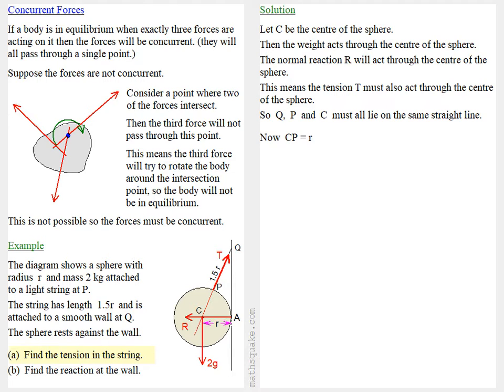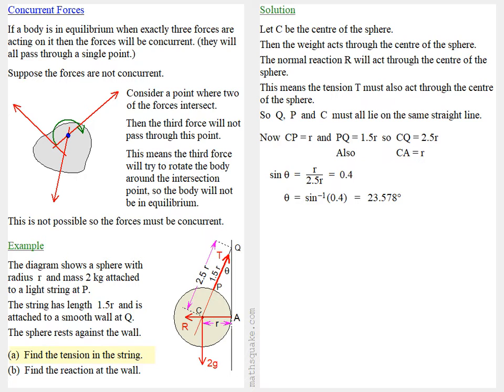Now CP is equal to r and PQ is equal to 1.5r, so CQ is equal to 2.5r. Also, CA is equal to r, and we have a right angle at A. A tangent is always at right angles to its radius. Let theta be the angle the string makes with the wall. So, sine theta is equal to r over 2.5r, which cancels down to give 0.4. And so theta is the inverse sine of 0.4, which is 23.578 degrees.